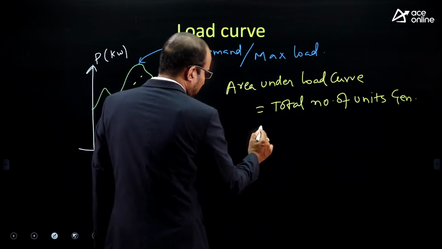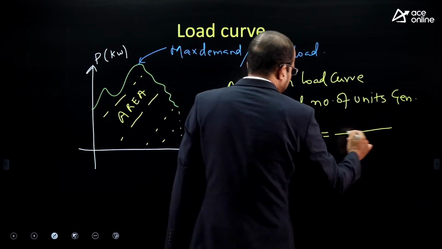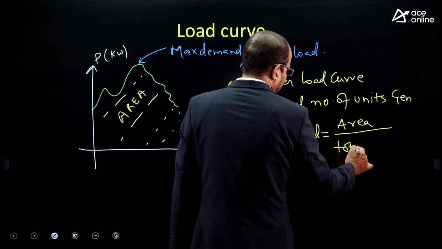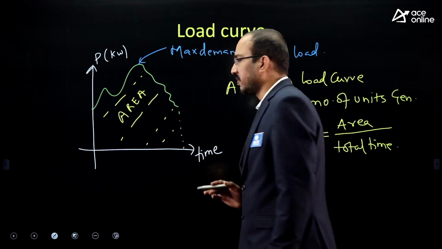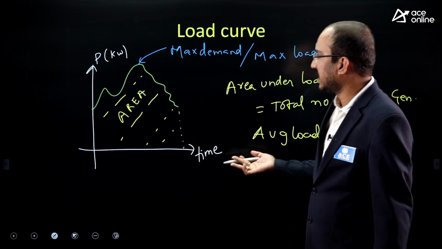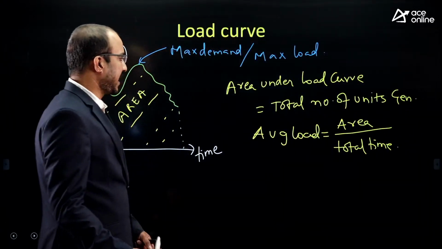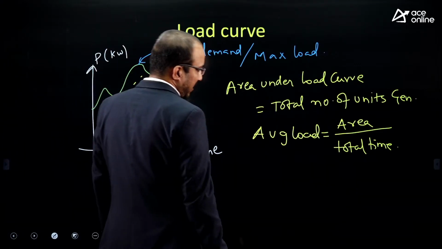So average load can be calculated. Average load is nothing but the area under the load curve divided by total time in hours. If you draw for 24 hours, you will get the daily average load. Like that we can calculate daily average load, monthly average load as well as yearly or annual average load.